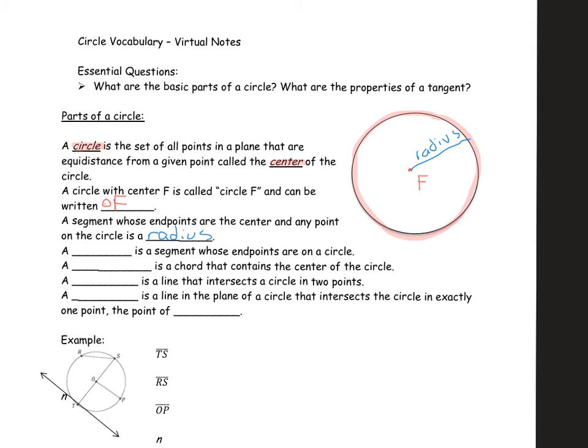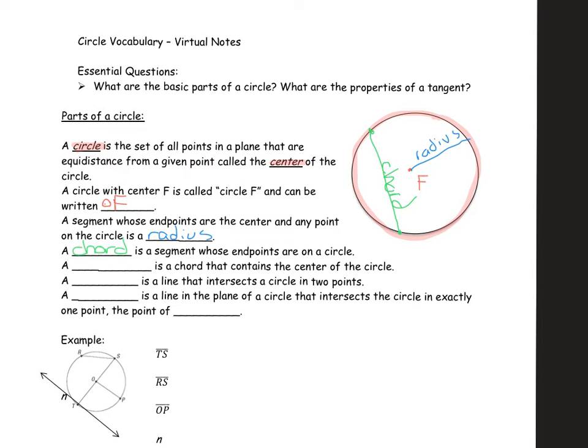A blank is a segment whose endpoints are on a circle. This is what we call a chord, and it's spelled C-H-O-R-D, unlike an electrical cord. So that's just a segment that cuts through the circle, and the endpoints of that segment are on the circle itself. So this is an example of a chord.